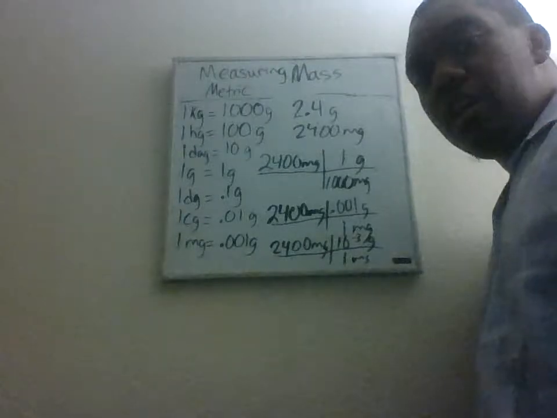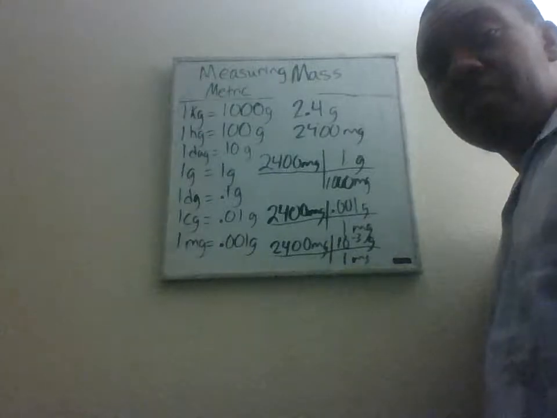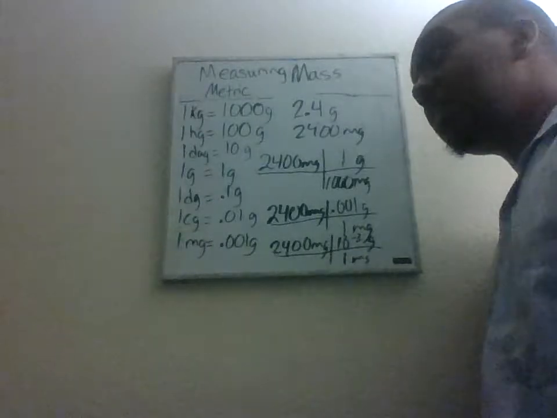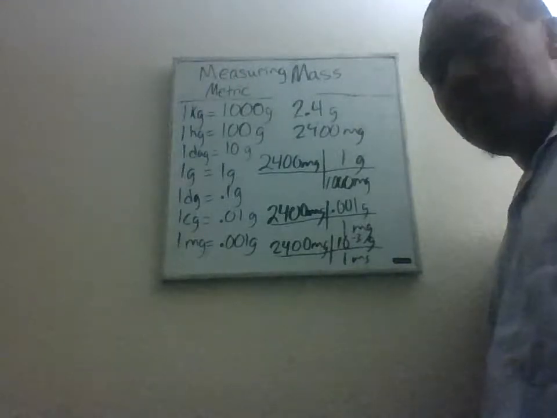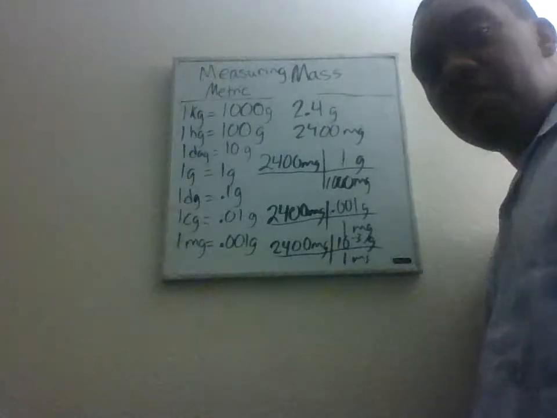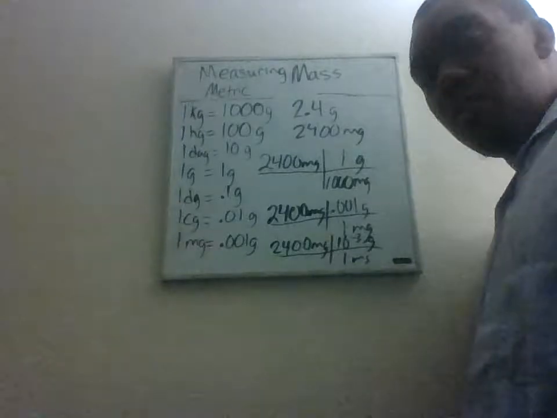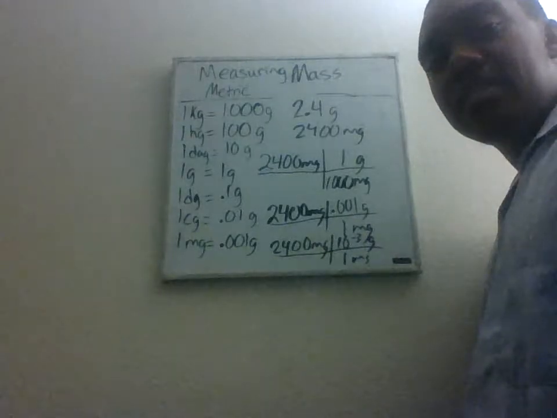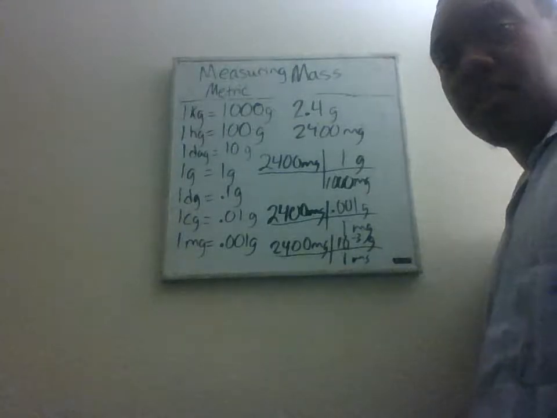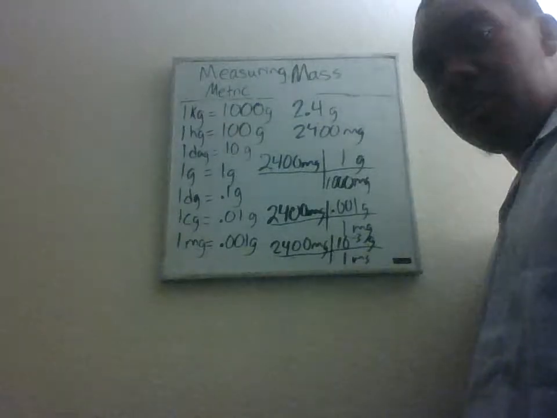I feel at this point you have tons of videos to talk about converting in the metric system. You don't really need one to look at mass, but just so you can see that it works the same with grams as it did with any other measurement that you've seen in any of these videos, it's still the same. So measuring mass in the metric system is done with grams. Our prefixes work the same, converting works the same.